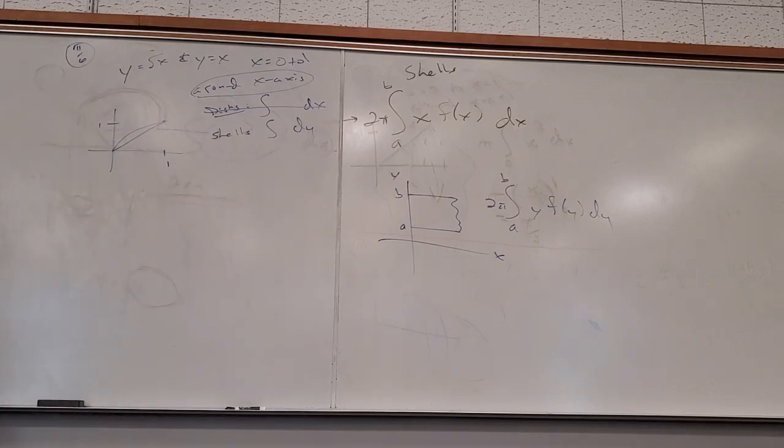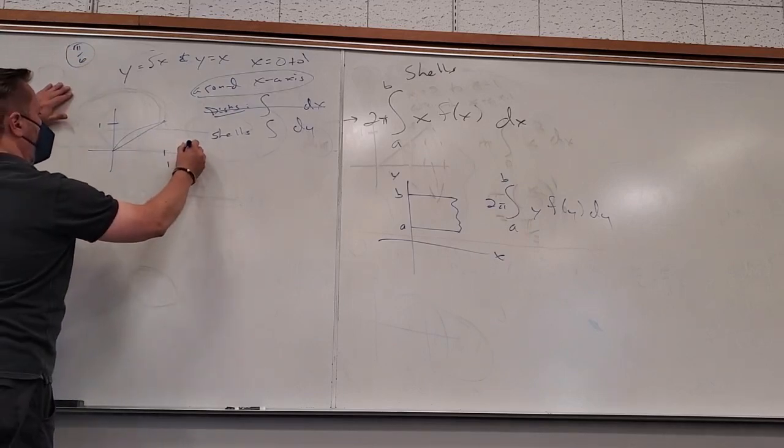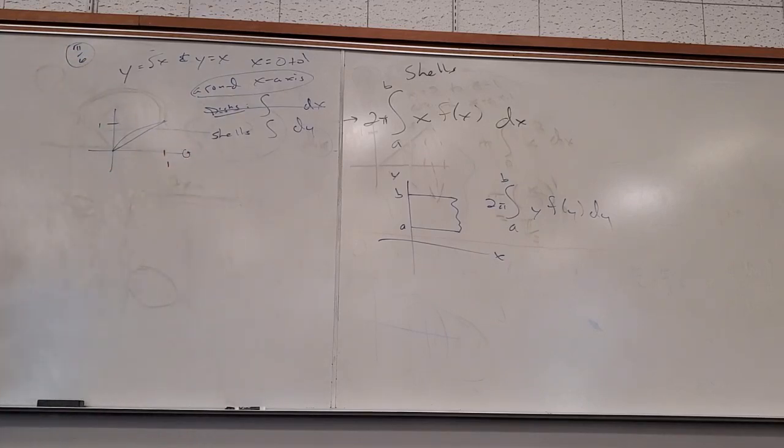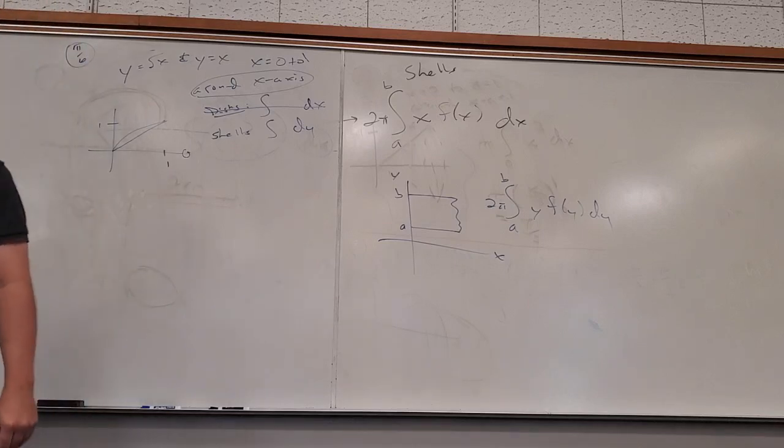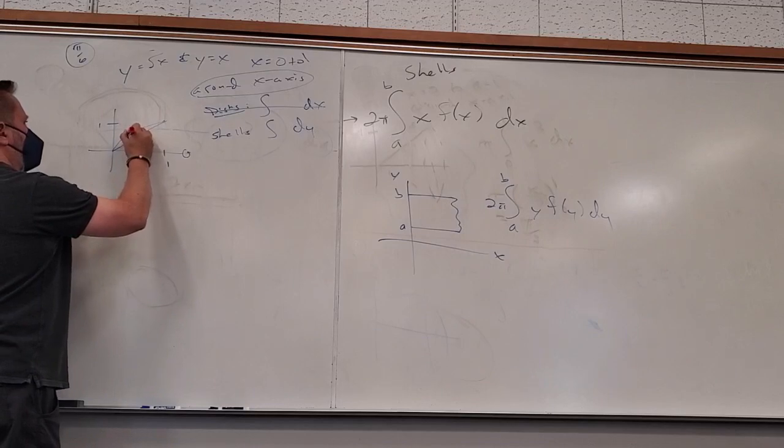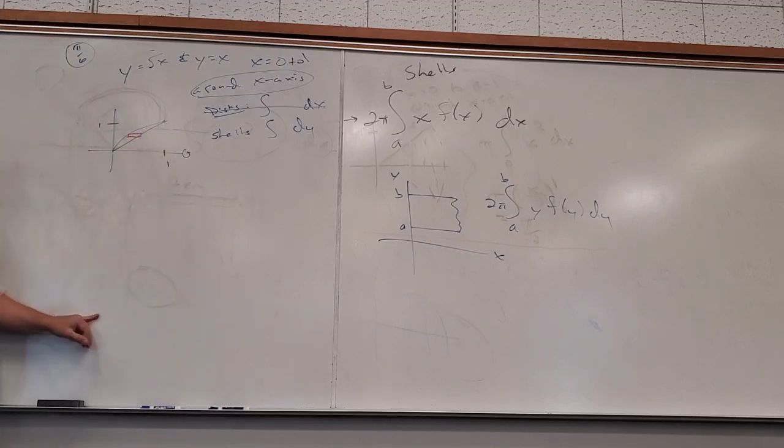Okay. So I'm rotating around the x-axis. Let's see if you guys are cool with this. How would I draw in a rectangle? Would it be standing up or lying down? Lying down, why? They have to be parallel to the axis of revolution. So then I can rotate around it, right? So if I draw in a representative rectangle, it'd be something like that.